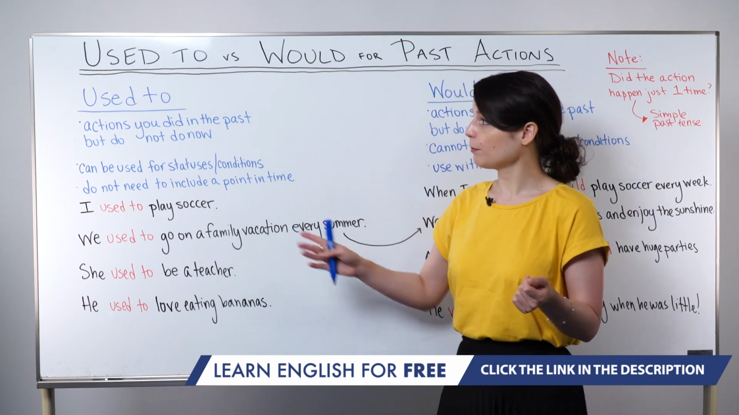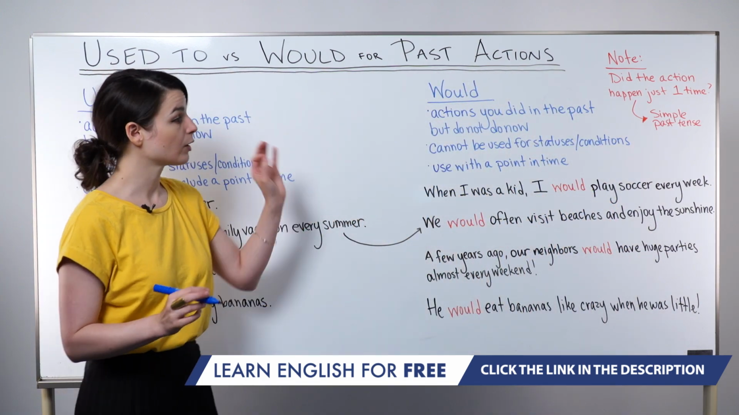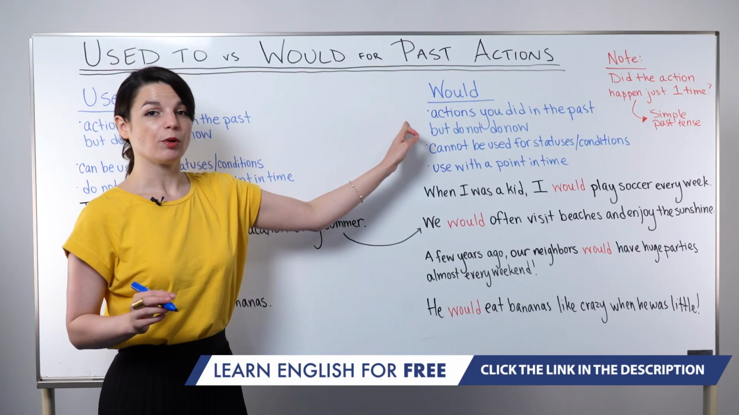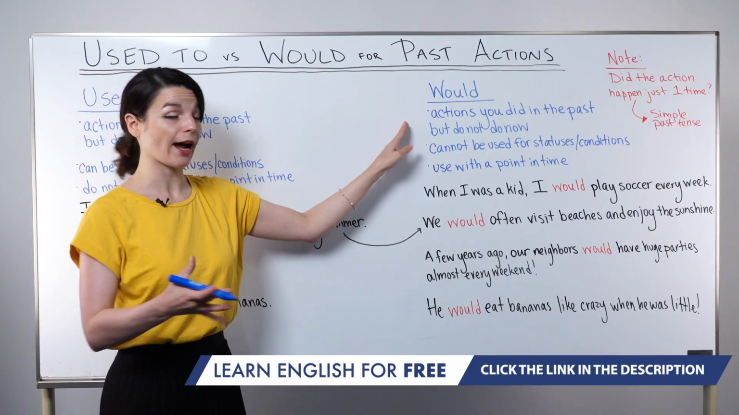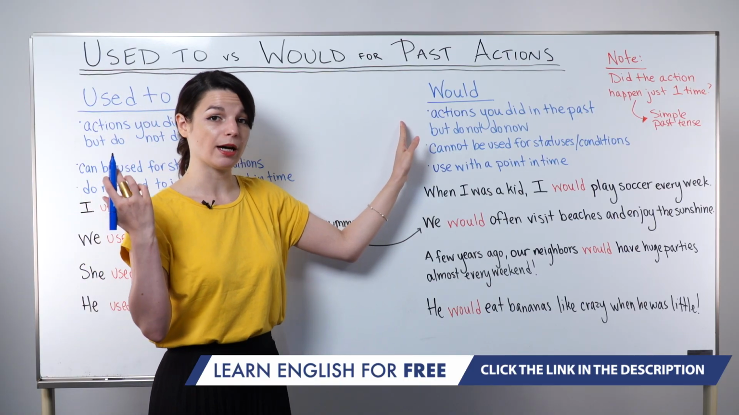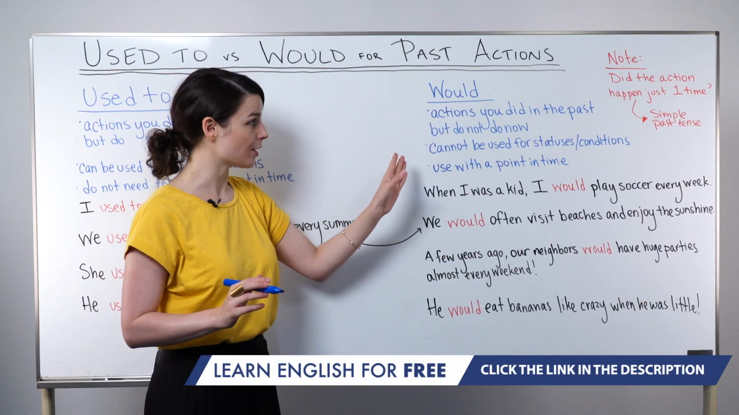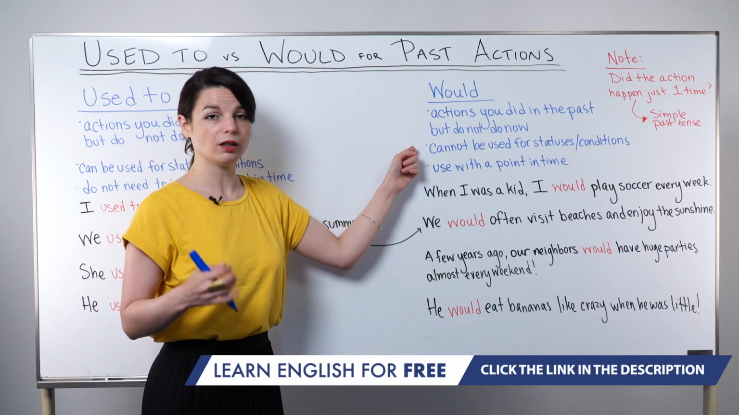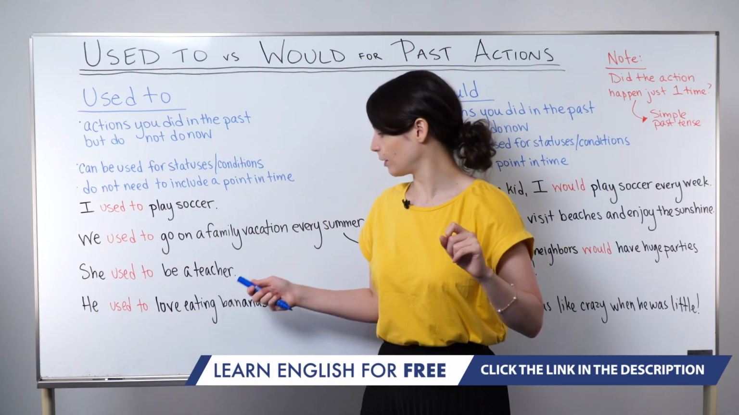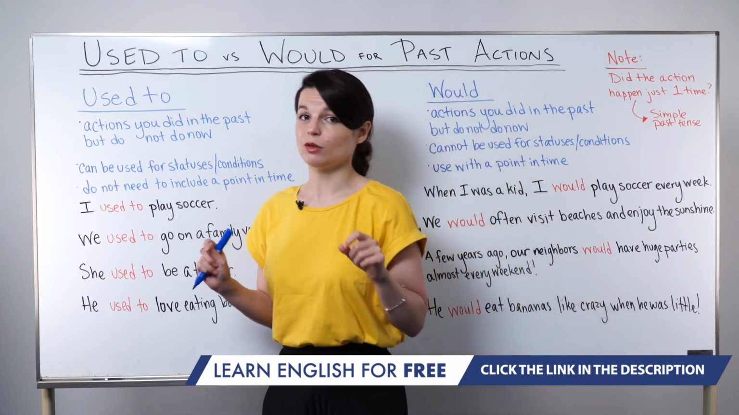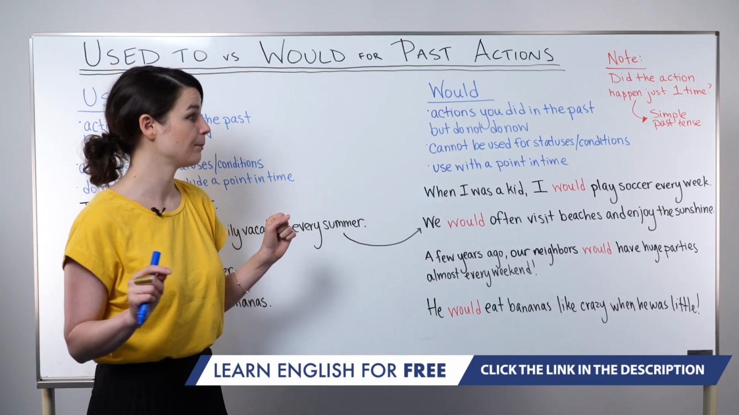So let's compare these uses of used to with would. Here, this first point is the same as with used to. We use would to talk about actions you did in the past, but that you do not do now. So this is the same. However, we cannot use would for statuses and conditions. When I talked about this one, she used to be a teacher, we cannot use would to talk about that condition. We can't use it in that way.